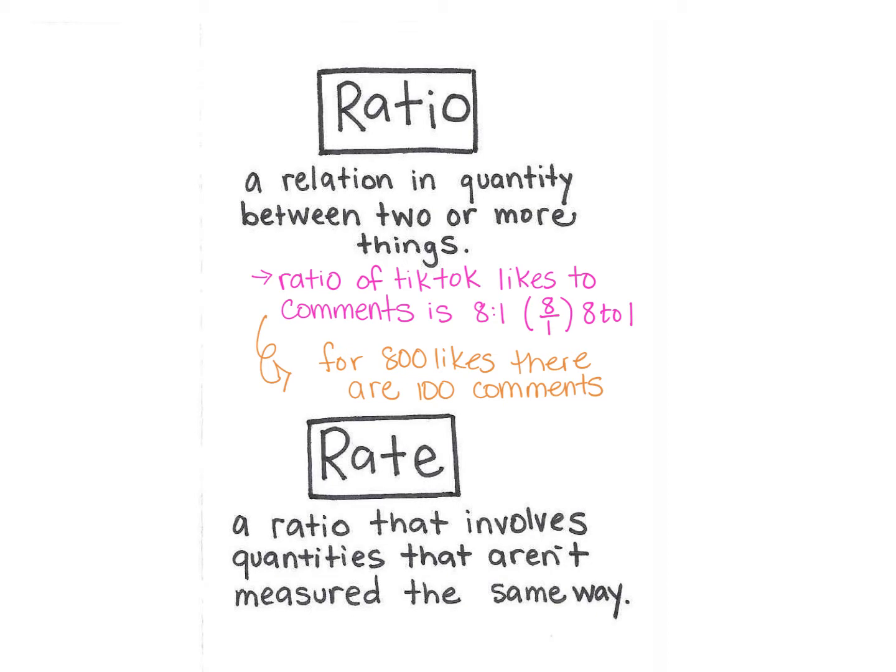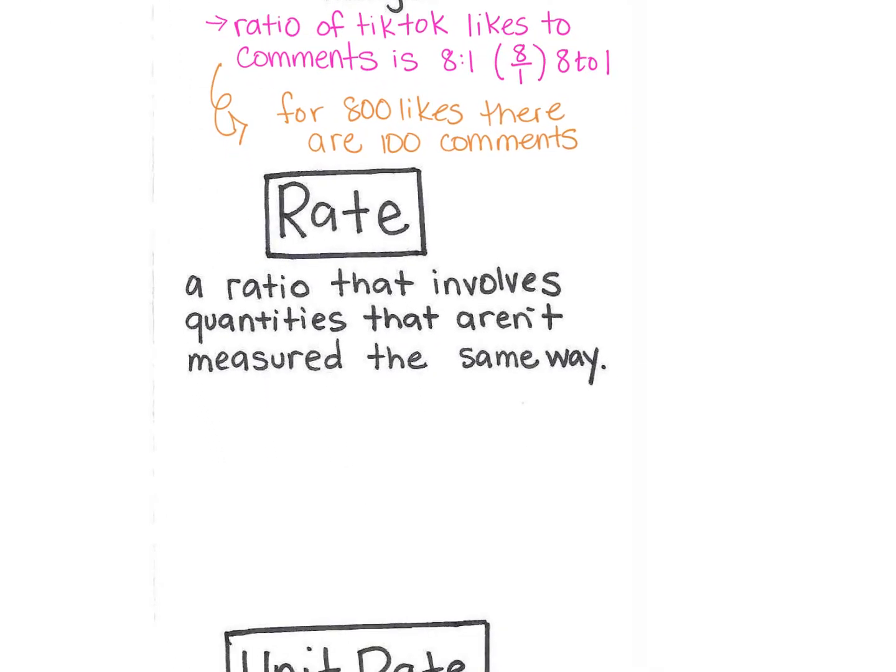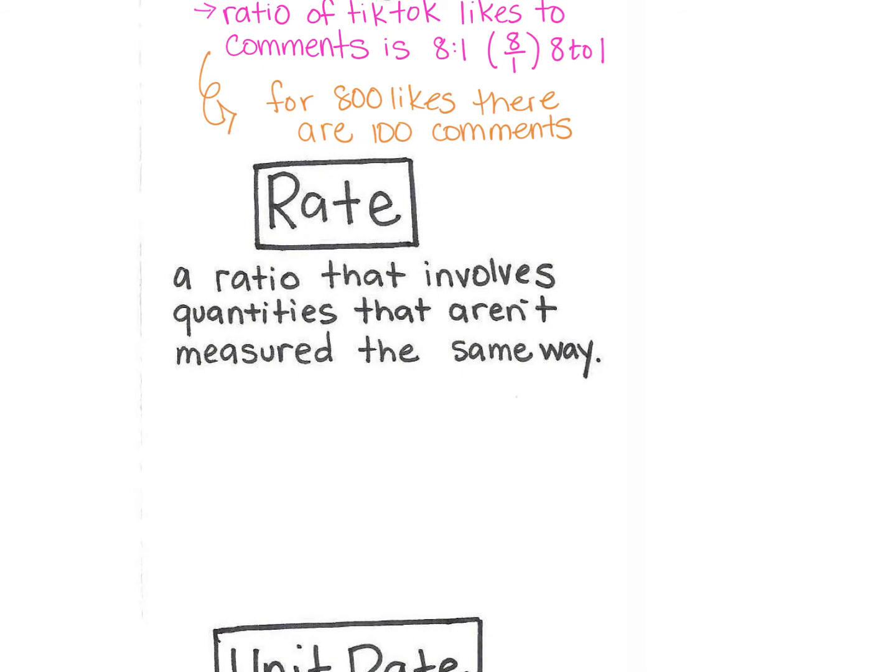A rate is a ratio where quantities aren't measured the same way. The two quantities would have different units, and that's very important when you're talking about a rate. As an example, we can say 60 miles per 3 hours. Important here that you heard me say per. I want to highlight that when we're reading a rate, we're going to use that word per, and you're going to hear that a lot. I want you to get used to using that as well.